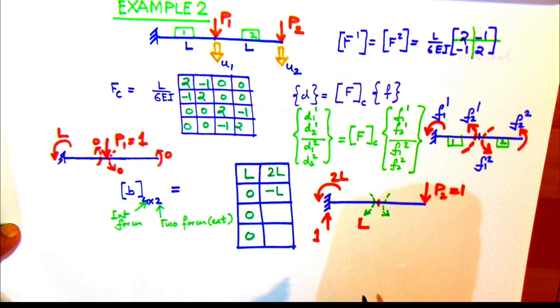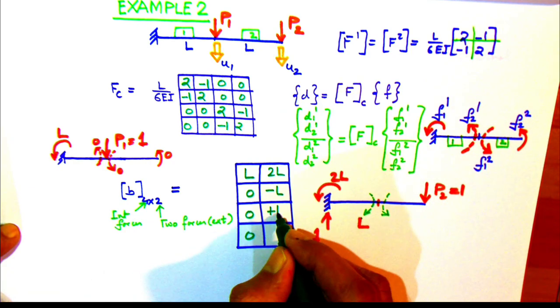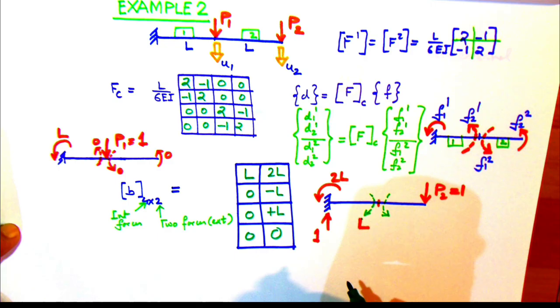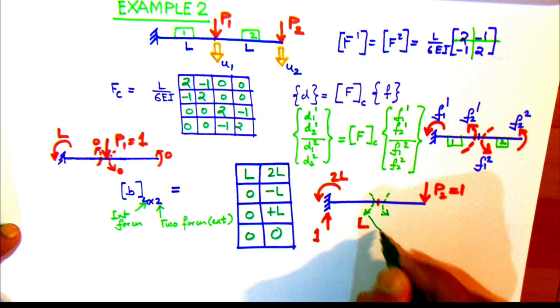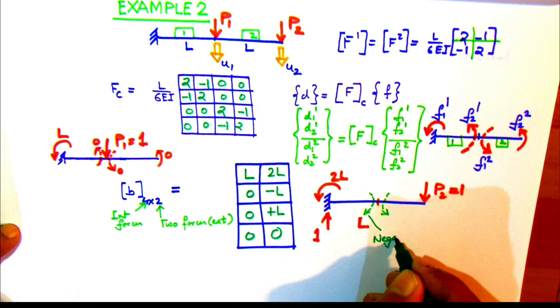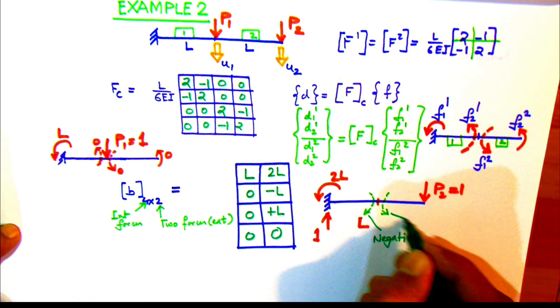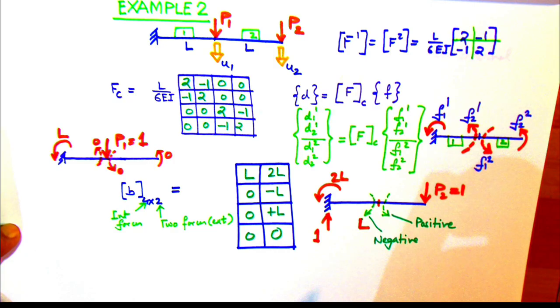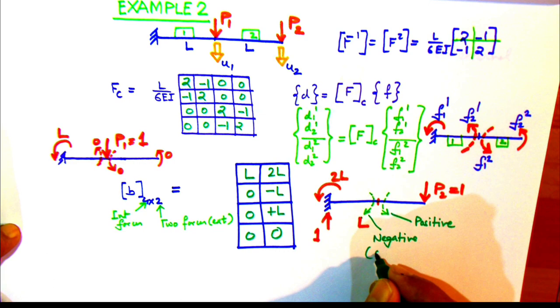So once we list all these forces in a column, that gives us the second column of the B matrix. So this is the simple procedure to obtain the B matrix for the case of simple determinate structures. We have seen the example of a truss structure, and we have also seen the example of a beam structure.